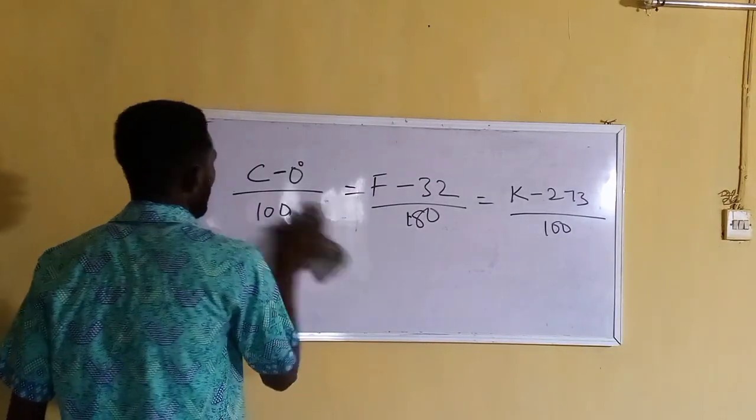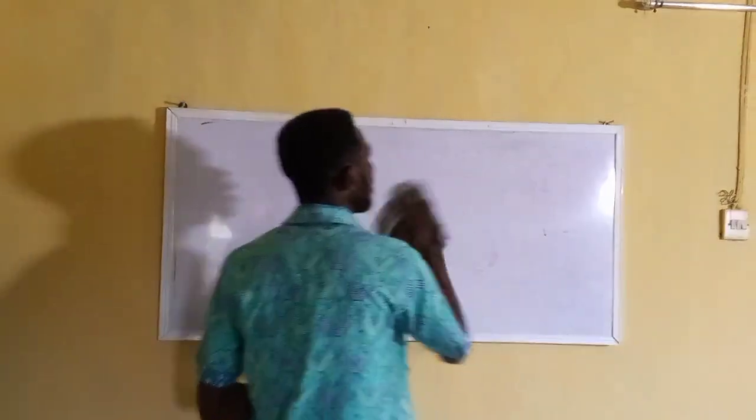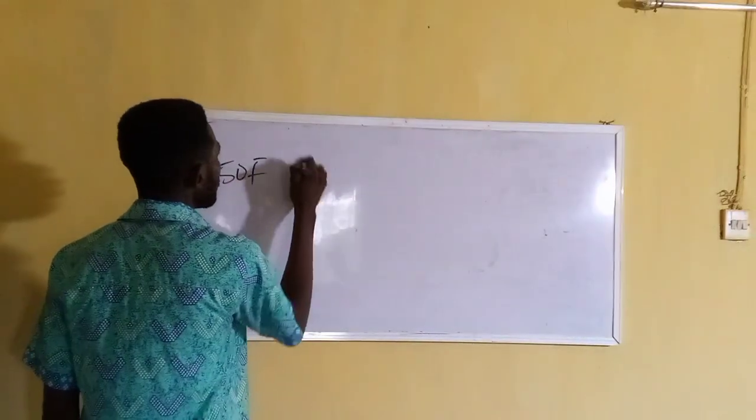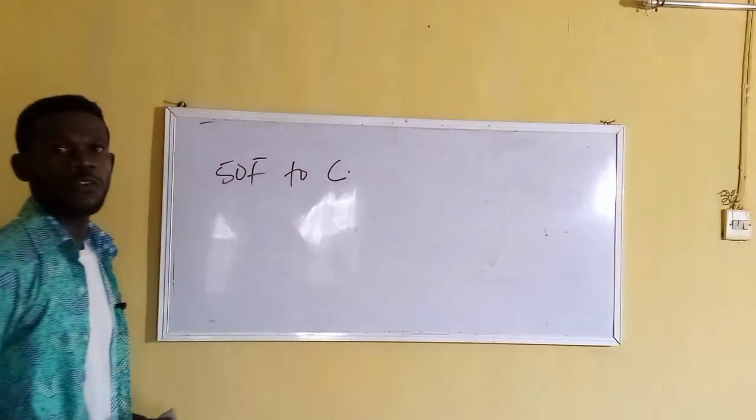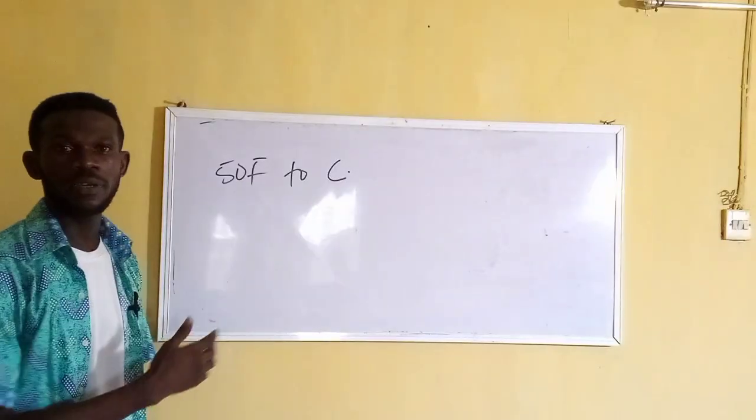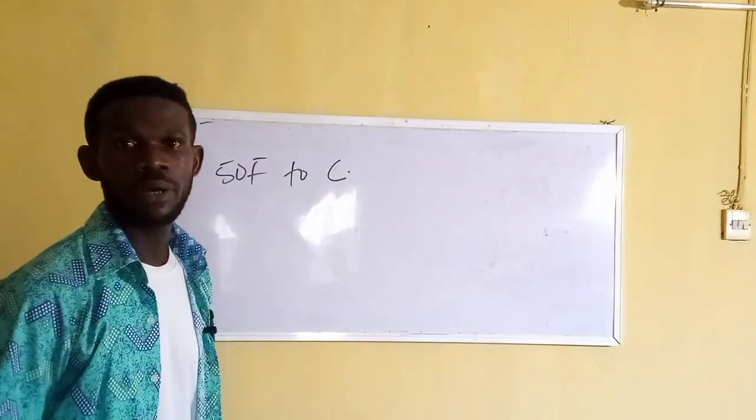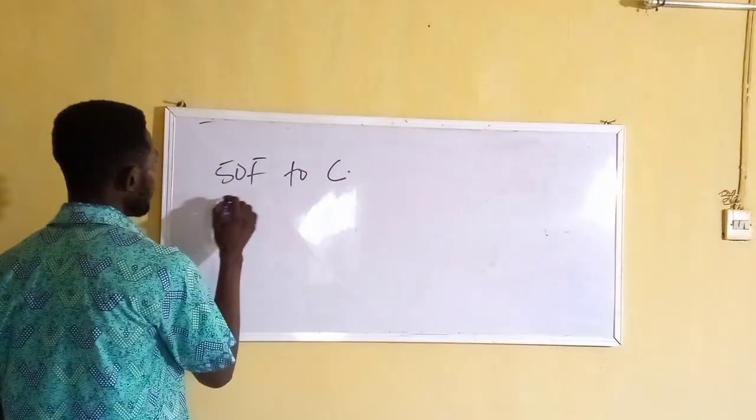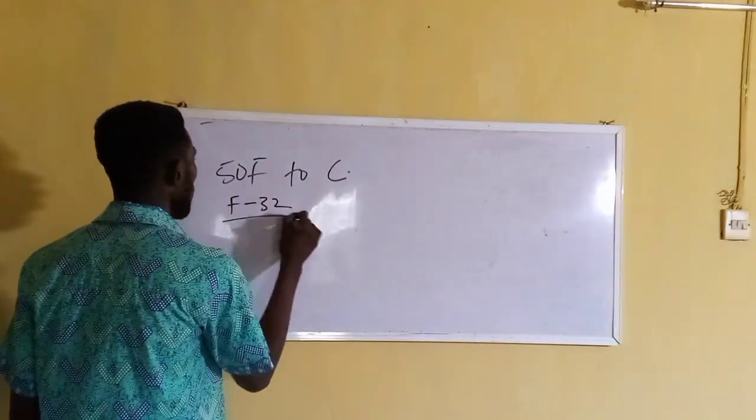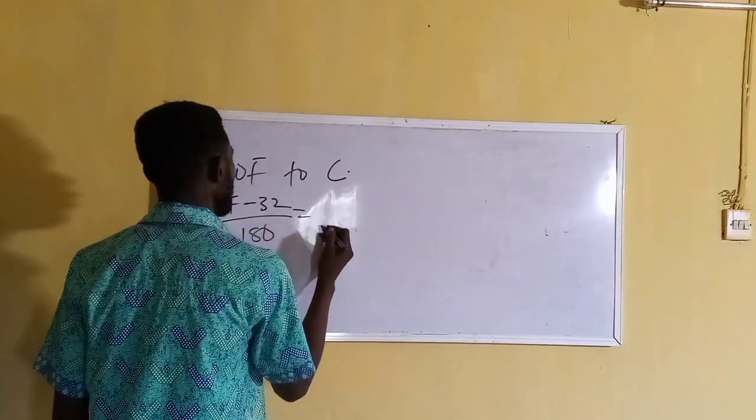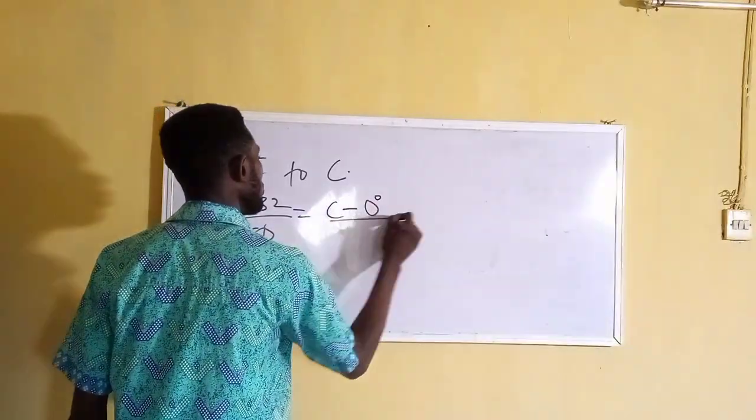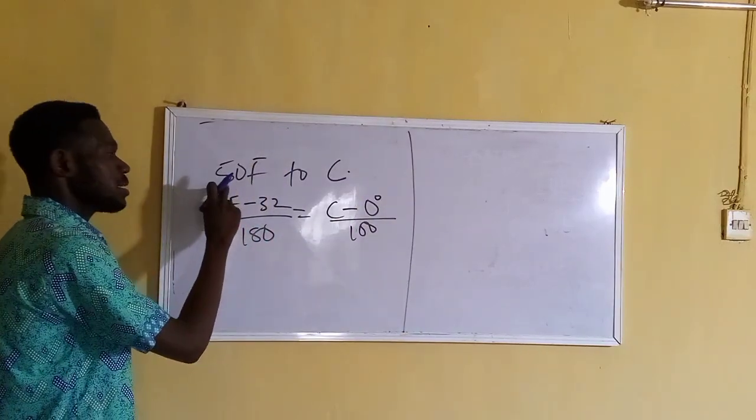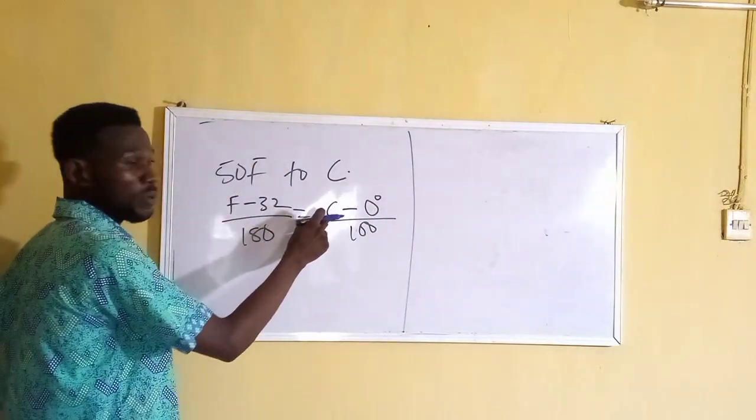So, imagine you are to carry out a conversion from 50 Fahrenheit to Celsius. If you are told to carry out the conversion from 50 Fahrenheit to Celsius, how do you carry out that conversion? First of all, you write your equation: F minus 32 over 180 equals C minus 0 degrees Celsius over 100. Now, this is the time we have to input our 50 because we want to find the equivalent here.